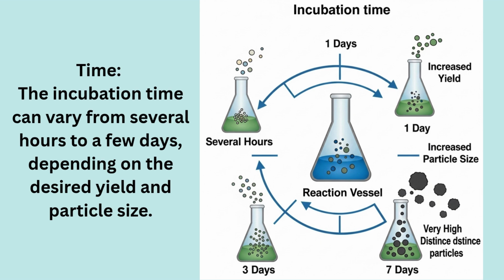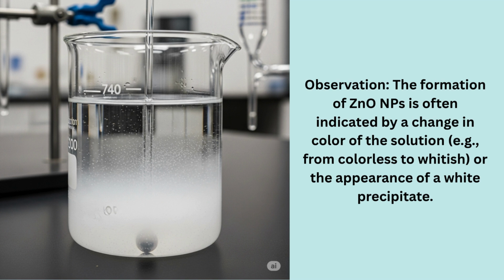Time. The incubation time can vary from several hours to a few days, depending on the desired yield and particle size. Observation. The formation of ZnO NPs is often indicated by a change in color of the solution, e.g., from colorless to whitish, or the appearance of a white precipitate.